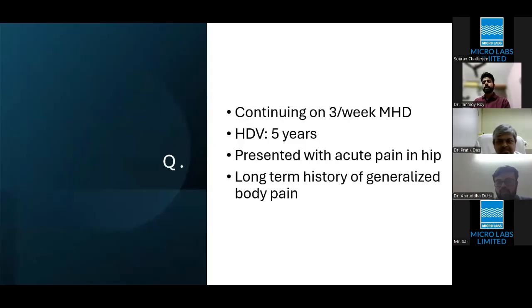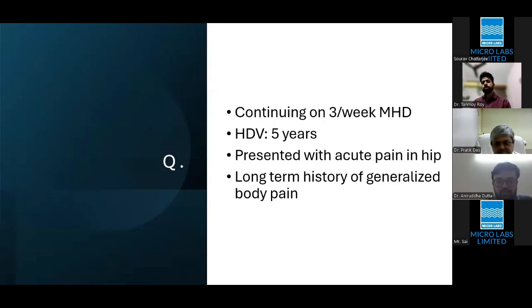The patient was continuing on thrice per week maintenance hemodialysis after a vintage of 5 years. She presented with acute pain in the hip, and she has a long-term history of generalized body pain.